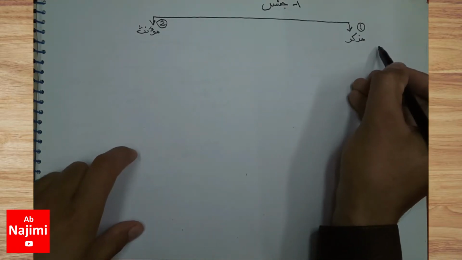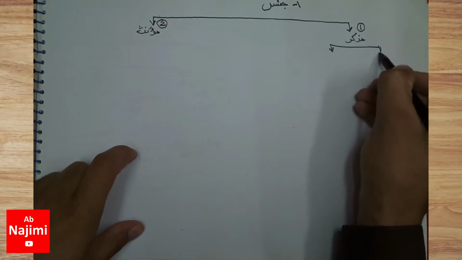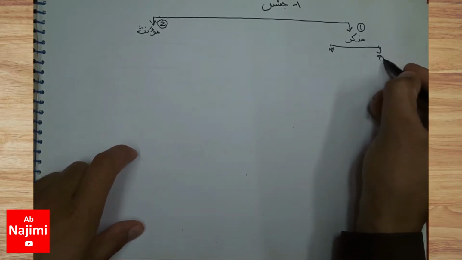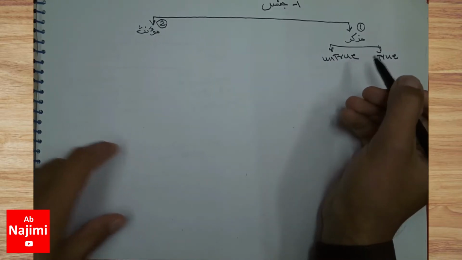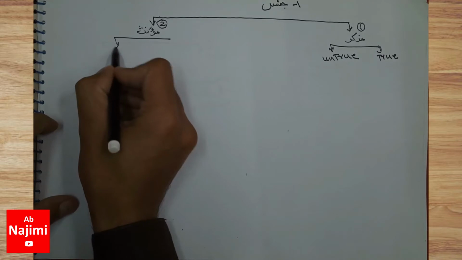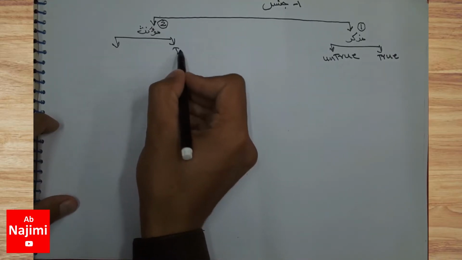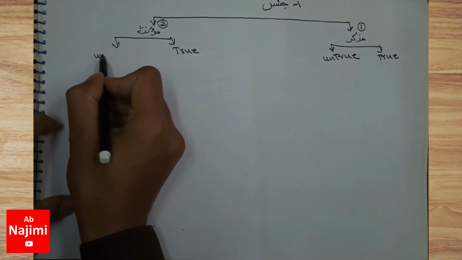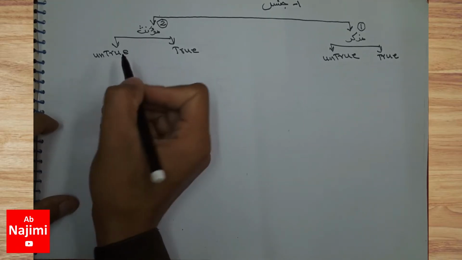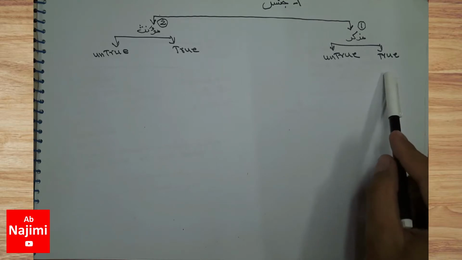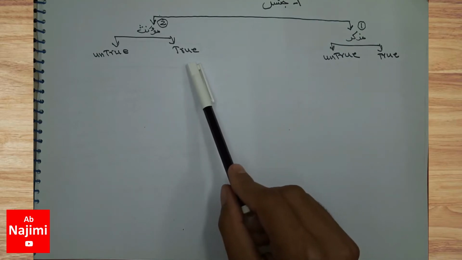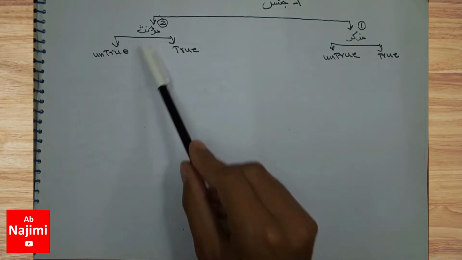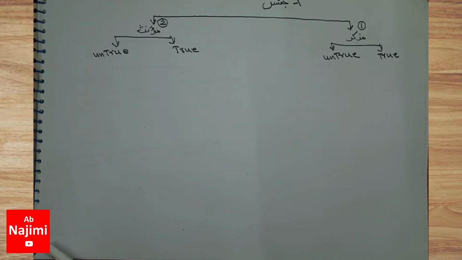We have studied that both mudhakkar and muannas are divided into two parts: true and untrue. Now we should understand what is true mudhakkar and untrue mudhakkar, and what is true muannas and untrue muannas. So for simplicity, I have made some photos. Let us see some photos.